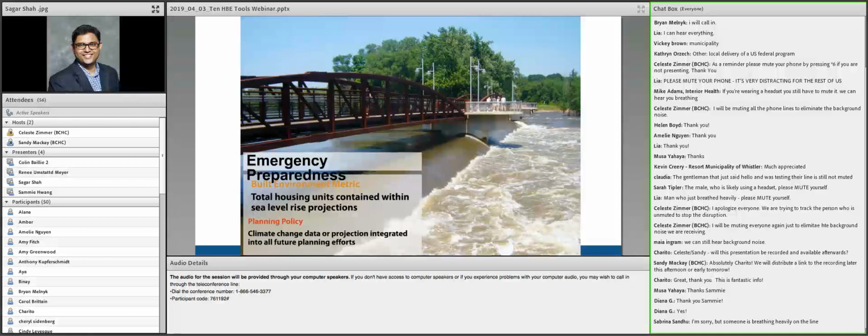So one of the metrics is total housing units contained within sea level rise projections, and the policy is climate change data or projection integrated into all future planning efforts. We don't think about this many times, especially inland communities. Yeah, Florida, California, New York, and New Jersey are thinking about it. Hawaii too, but not the rest of us. And flooding is only one disaster, right? There are so many other disasters that often get neglected. And it's important that all communities consider this aspect when they talk about the plan making process.